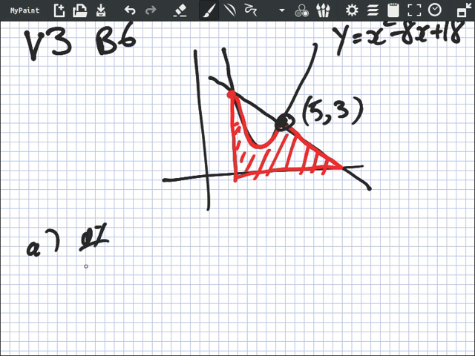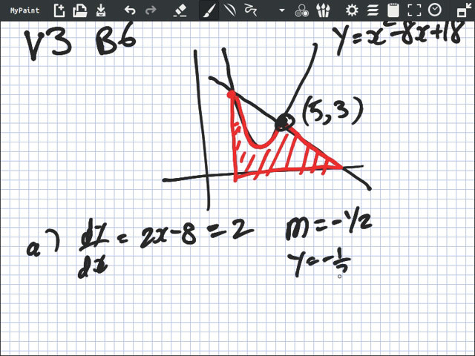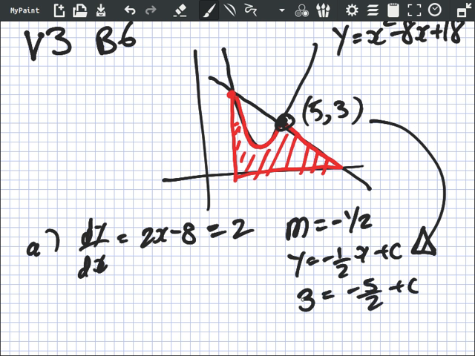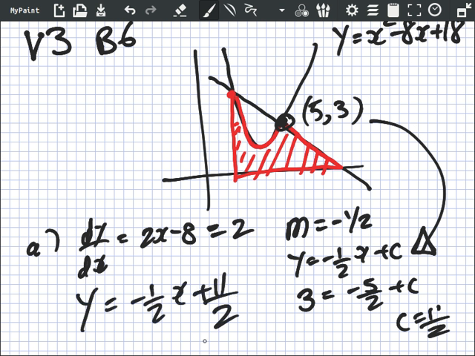So dy/dx equals 2x minus 8, but x is 5, so that's 2 again, isn't it? So m is minus 1 over 2. y equals minus 1 over 2 x plus c. Sub the point in as normal. 3 equals minus 5 over 2 plus c. Is that 11 over 2 for c? Yes. So you get y equals minus a half x plus 11 over 2.